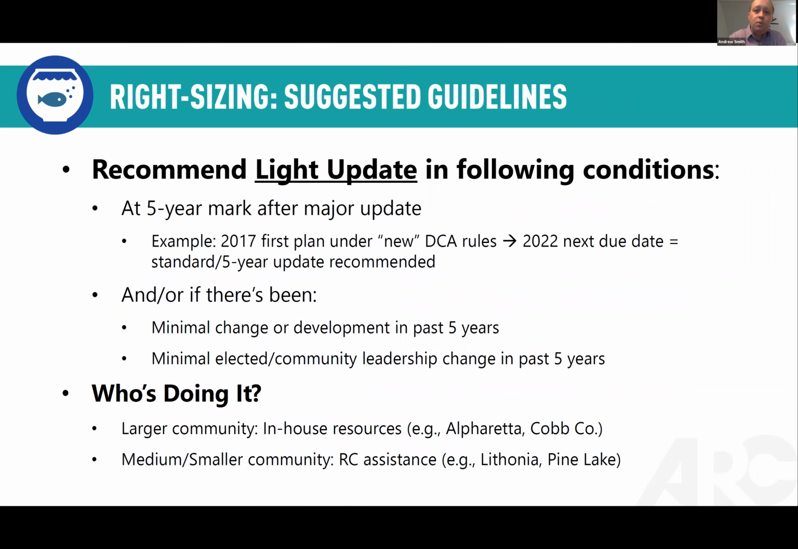So our recommendation is that you explore a minor, or what we call a light, update in the following circumstances. If you're at the 5-year mark after what you would consider a major update. So for example, you did your first plan under the quote unquote new DCA rules, let's say in 2017, 2022 is your next due date. We would recommend exploring a light update in that circumstance, especially if there's not been a lot of change or development in the past 5 years, or if you have not had a lot of elected official or community leadership turnover in the last 5 years. Of course, if there are other needs that override those, think about that too.